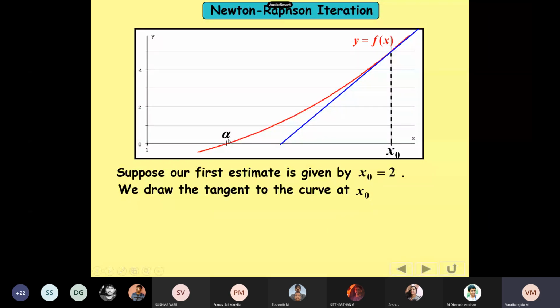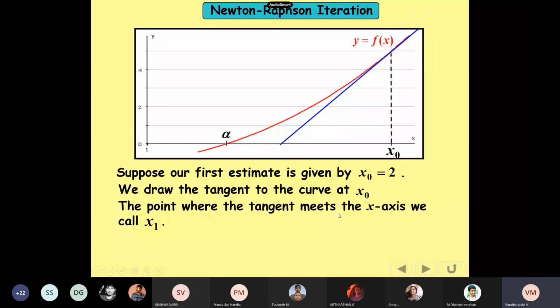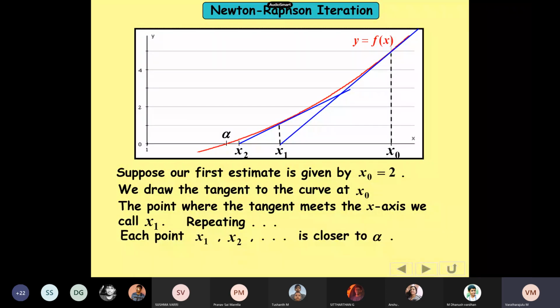See, the point where the tangent meets the x-axis we call x1. This would be x1. Repeating the same procedure, we draw the vertical line to the function of x, and then again draw the tangent. What you will get is a nearer solution than x1. So this is x2. Each point, x1, x2, is closer to alpha when compared to x naught. That is the Newton-Raphson suggestion.